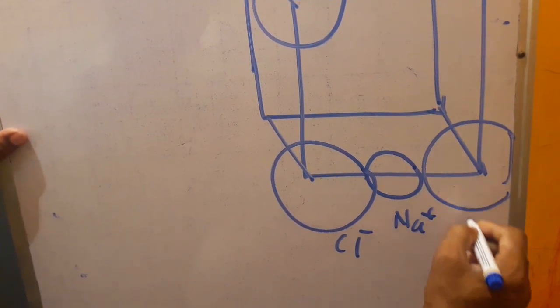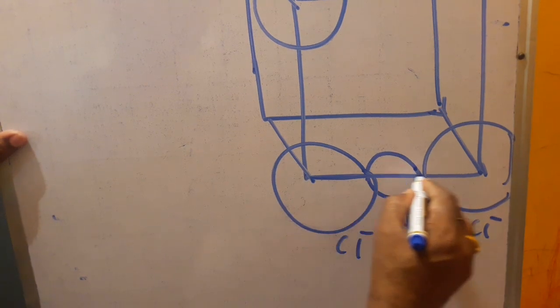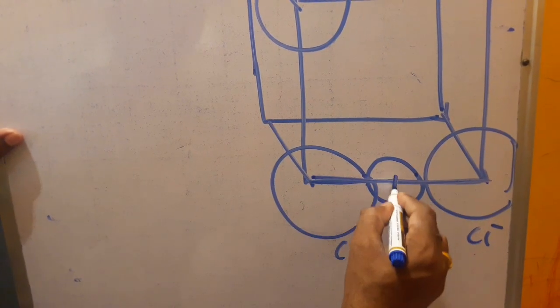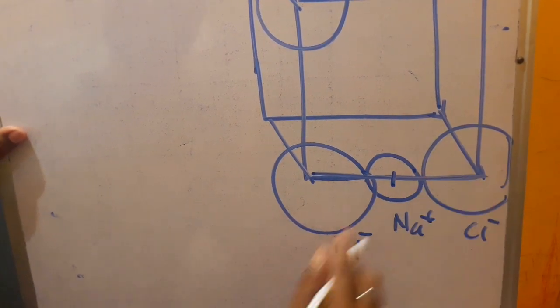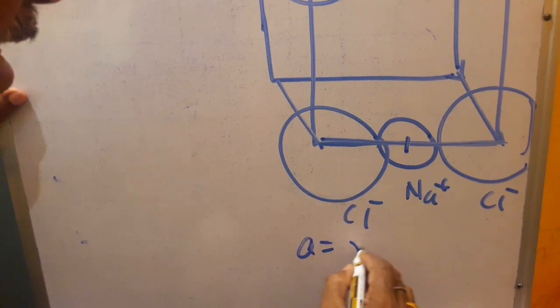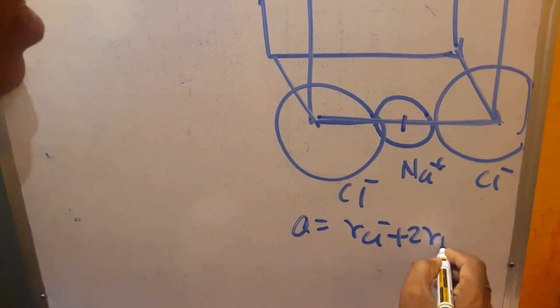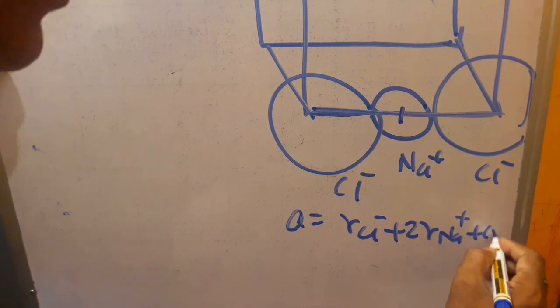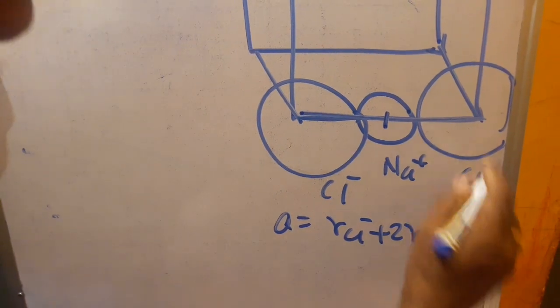Now, how do you see? This is the edge length. In the edge length, you see the total edge length a is equal to radius of Cl minus plus 2 times radius of Na plus and again radius of Cl minus. This is Cl minus.